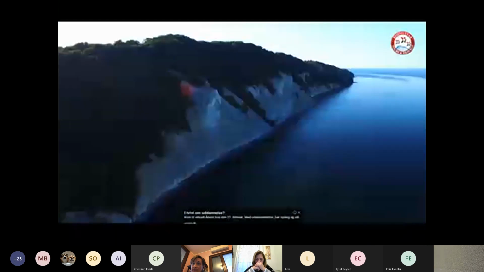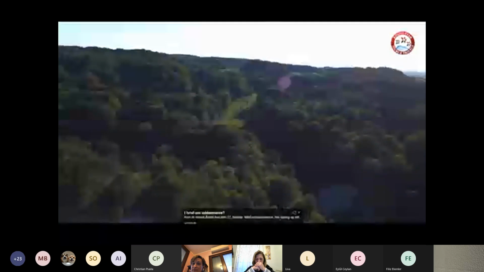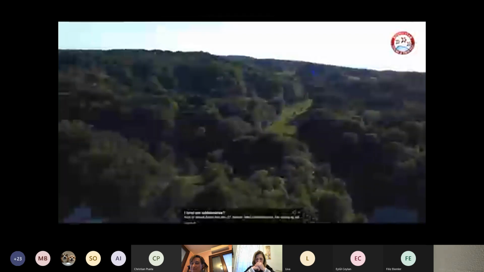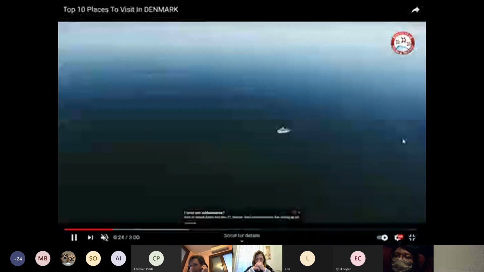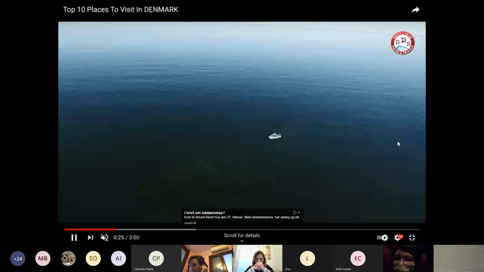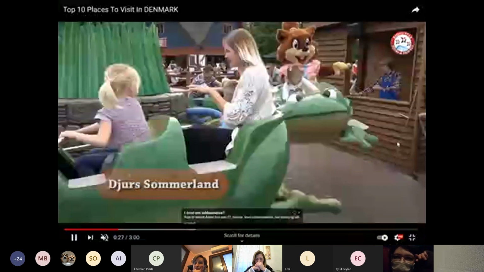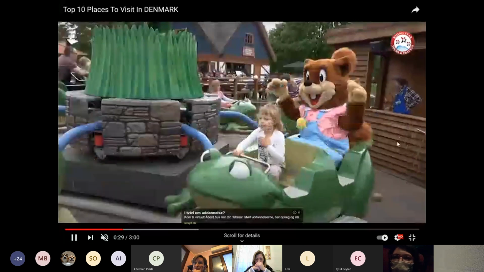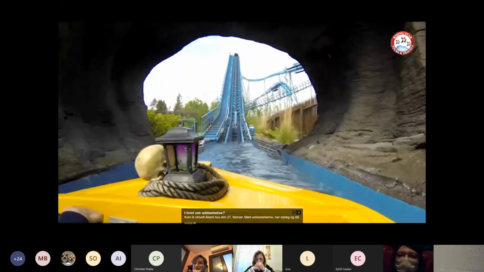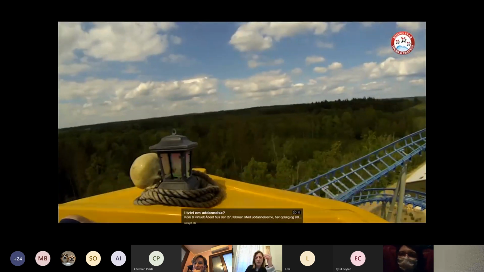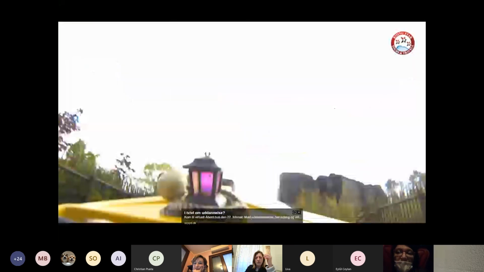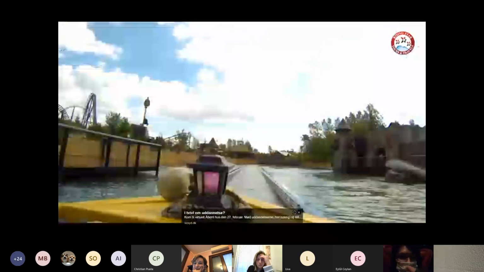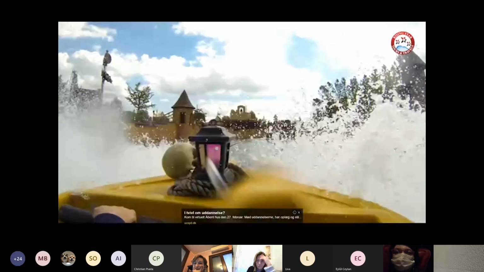And as you can see, obviously we have a lot of water around us, so we have a lot of ports. And the next one is Djurs Sommerland. This is a park, also a very popular place for Danish people and tourists, where you can see we have a lot of rides. And yeah, that is that much.